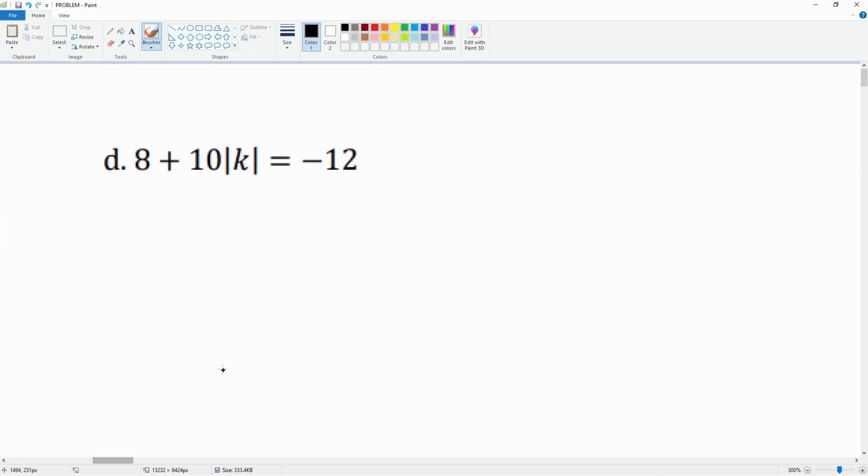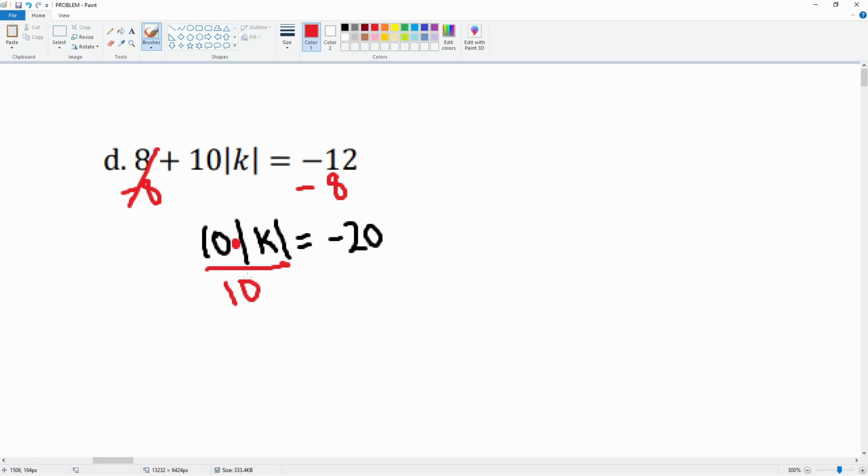Let's look at D here. All right, let's get the absolute value by itself. So we're going to subtract 8 from both sides. This cancels. This gets you 10 times the absolute value of k equals negative 20. The 10 is attached via multiplication, so the inverse would be dividing by 10. This cancels, leaving you with just the absolute value of k is equal to negative 2.